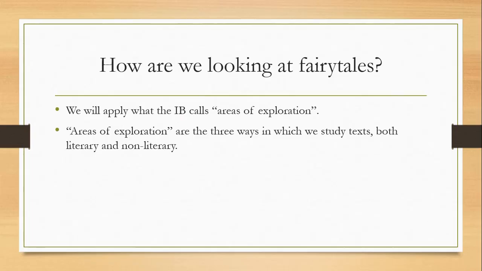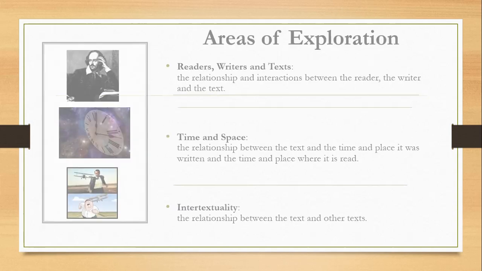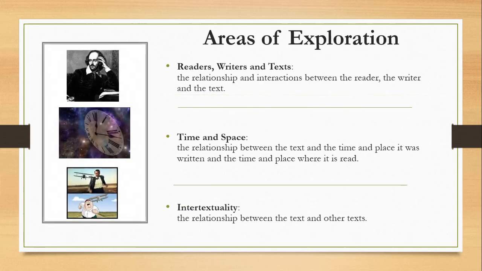In looking at these stories, we're going to use what the IB calls areas of exploration. In fact, areas of exploration are nothing more than different lenses, different ways of looking at texts. And we use these ways to look at texts both of a literary and a non-literary type. The three areas of exploration that the IB has labeled are readers, writers, and texts, time and space, and intertextuality.